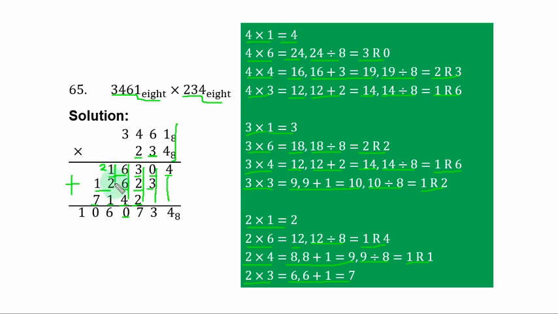Then you add 1 plus 1 is 3, 3 plus 1 is 4, plus the 2 you carried forward, you have 6. Lastly, 1 plus 7 is 8. You cannot write down 8. If you divide 8 by 8, you have 1 remainder 0. You write down remainder 0 and you carry 1 forward, and that is what you have here. So your result is 1 0 6 0 7 3 4 base 8.